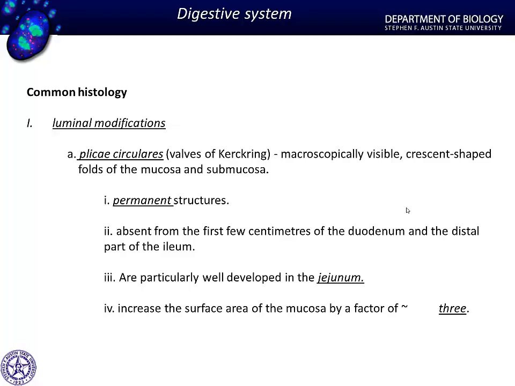So look a little bit closely at these modifications. Of course, the plicae circularis, these are permanent structures. And we're only going to see that we have the first portion of the duodenum and the last portion of the ileum where you will not find any of the plicae circularis. So you can find these in each of the three regions, but specifically you're going to see them very well developed in the jejunum, or the middle portion.